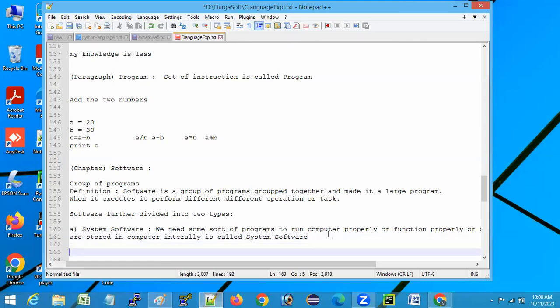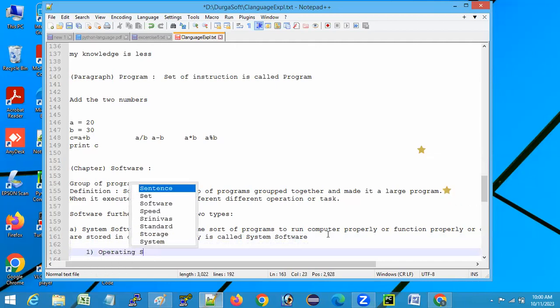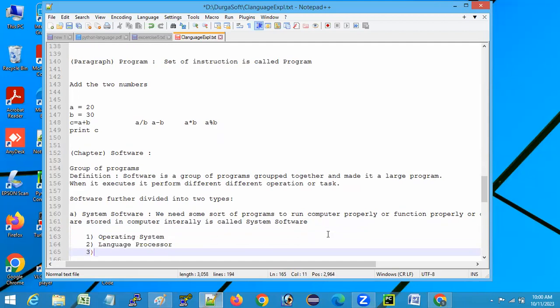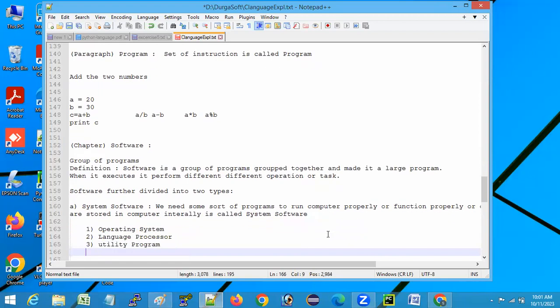In this system software, we have four further parts. One is called the operating system. The second one is called the language processor. The third one is called the utility program. The fourth one is called the subroutine program.